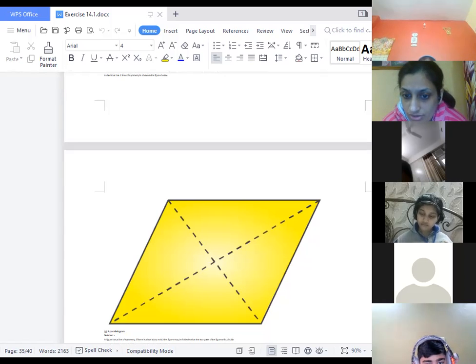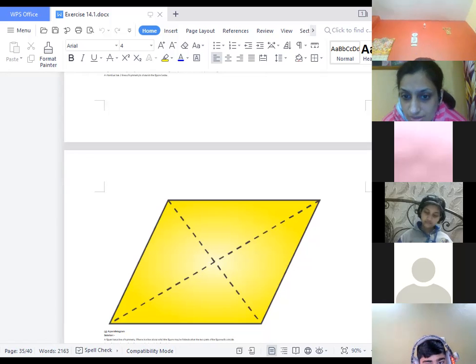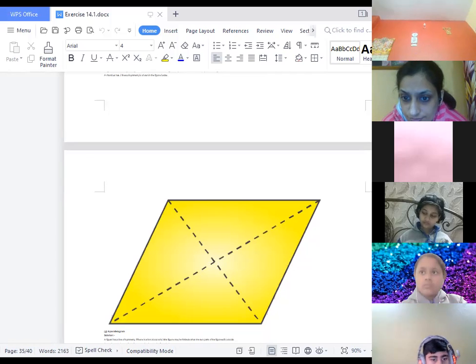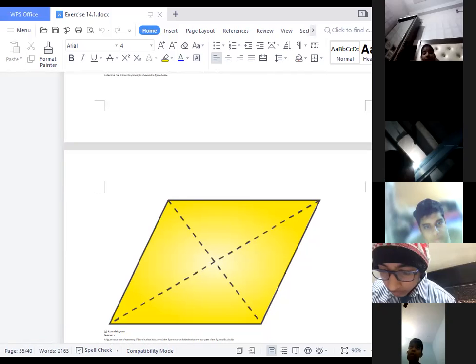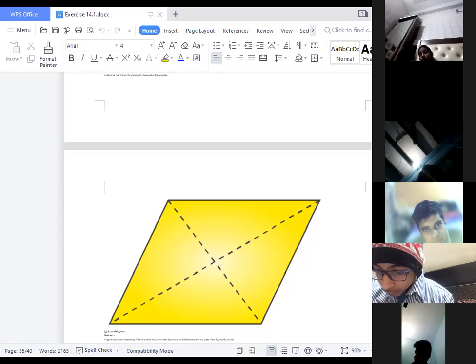Dhavanya, again your camera is off. What is going on? I didn't understand, Ananya and Dhavanya. Akmal Khan, remove your hand from the camera.